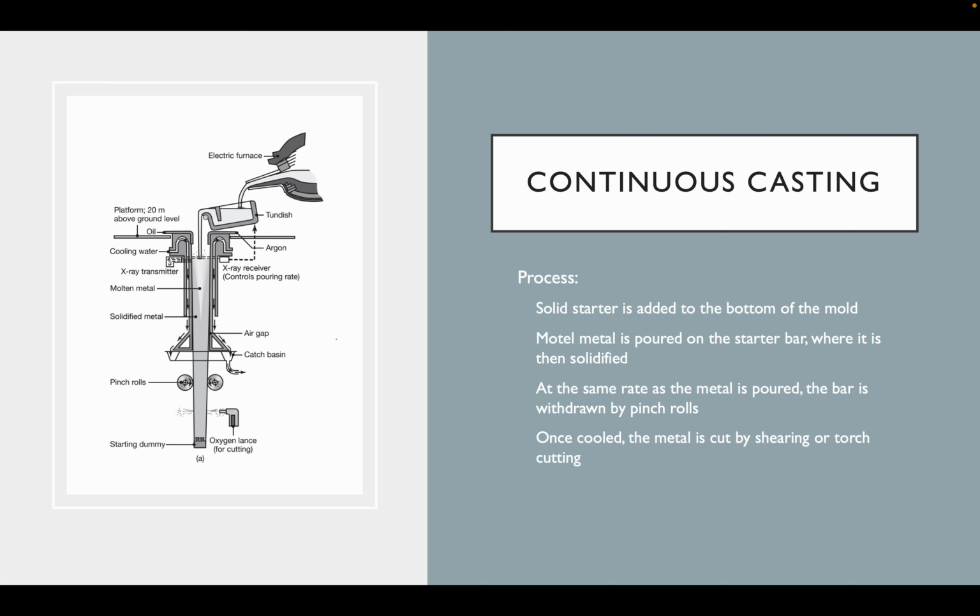And so when it cools, it solidifies, and then at the same rate that the metal is poured, the bar is withdrawn by pinch roll, so the bar just keeps rolling along. And once cooled, the metal is cut by shearing or torch cutting. So then the bar is cut into smaller pieces based on the products that companies need.